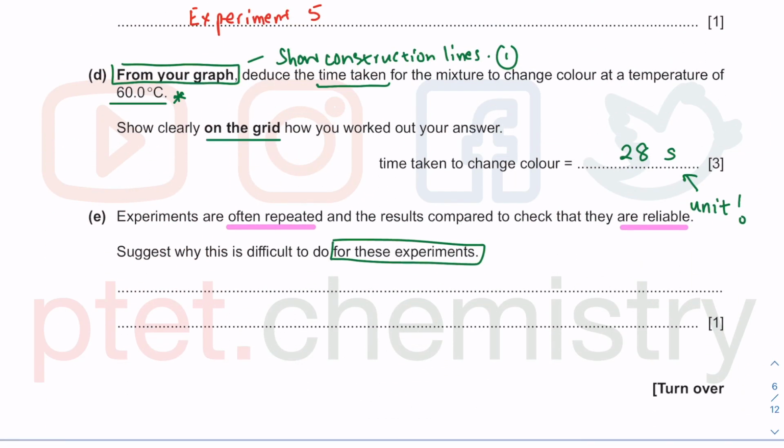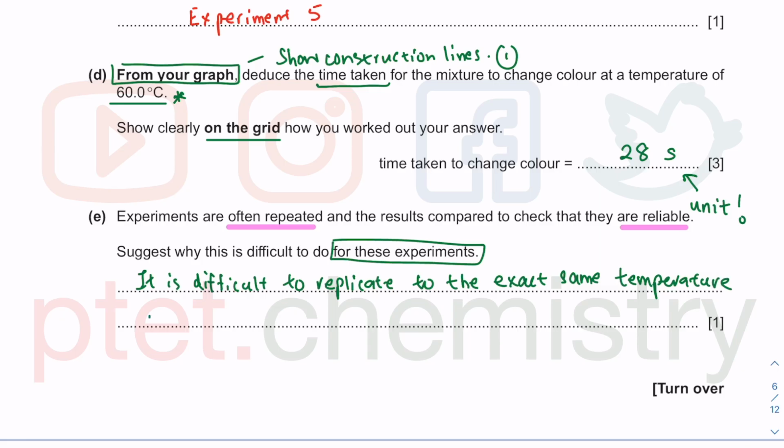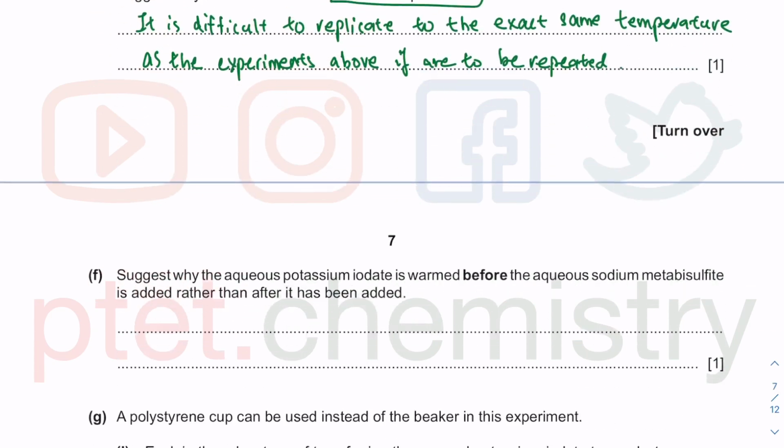So it's to do with the control of temperature. So it's difficult to replicate to the exact same temperature as for the above experiment. So basically it's difficult to come to the same temperature as the experiments above if you are to repeat the experiment.